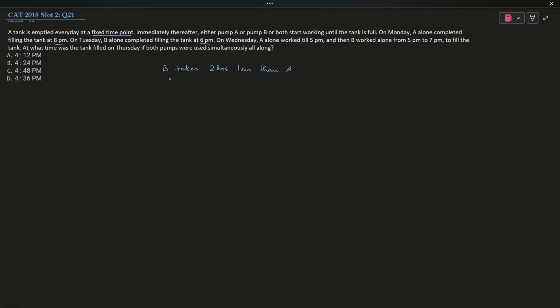On Tuesday again, the tank was emptied at 12 o'clock in the afternoon only, because we are told in the first sentence that the tank is emptied every day at a fixed time point. So every day it is being emptied at the fixed time. So B takes 2 hours less than A, which is 100% true.